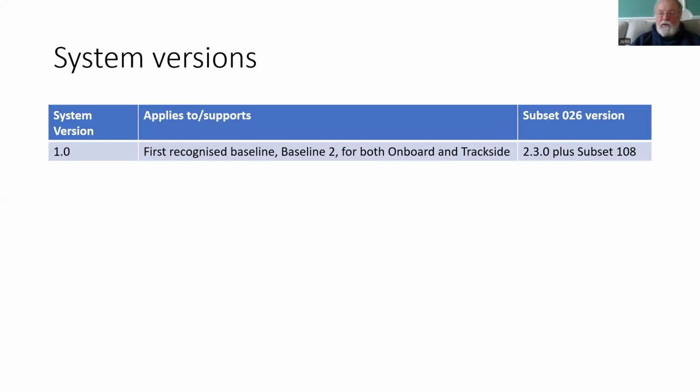They were first published as subset 26 version 2.3.0. However, there were still anomalies within that, and a set of corrections, subset 108, was published to produce what is known as 2.3.0D, often known as debugged. And that was the only version which was legally available for new deployments until Baseline 3 came along.